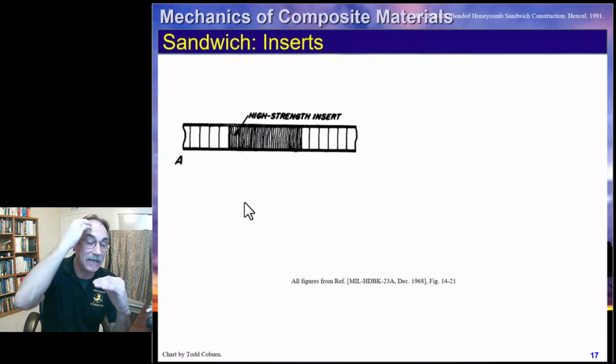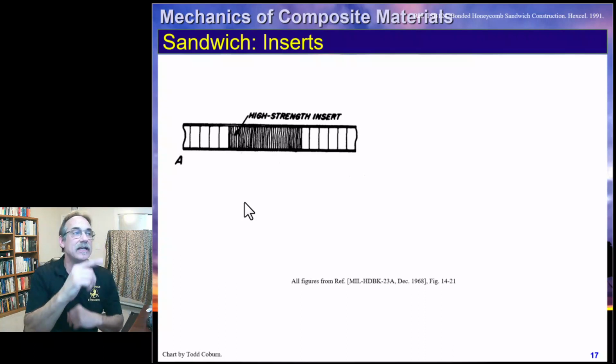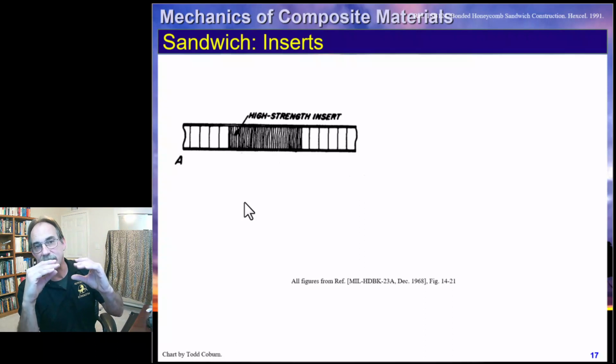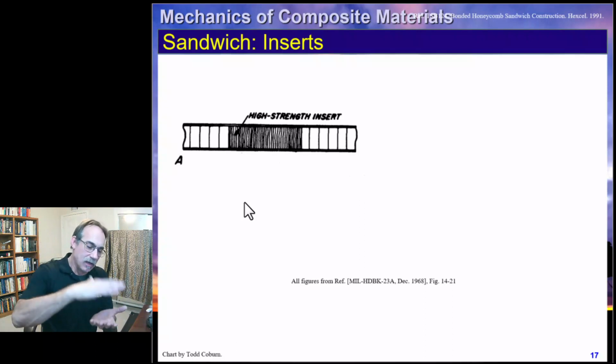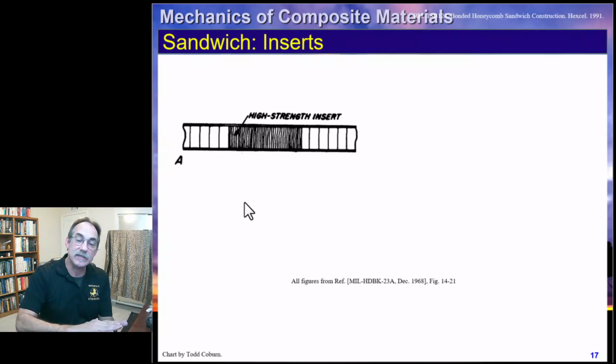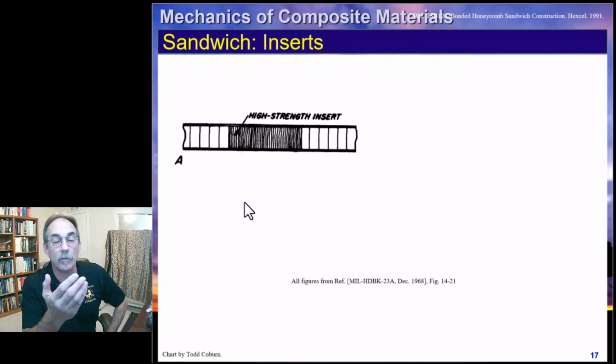Now the core is good for bending, but you've got to get that load into the face sheets. And so a lot of times we'll put a higher density plug in there. So you'll cut a hole through the core, and you'll drop in a higher density material, and then you'll bond your face sheet on top of that. That can either be done initially or be added with doublers and things.